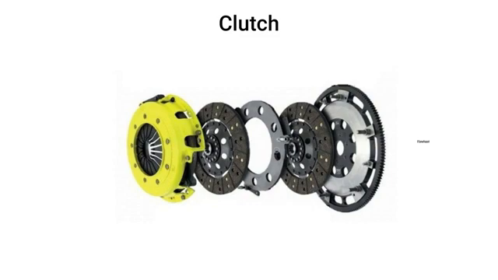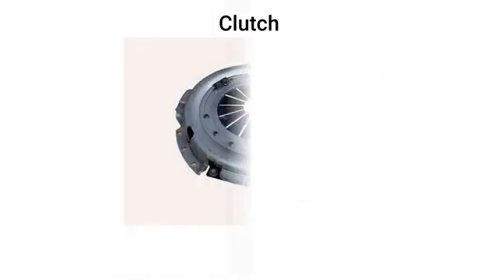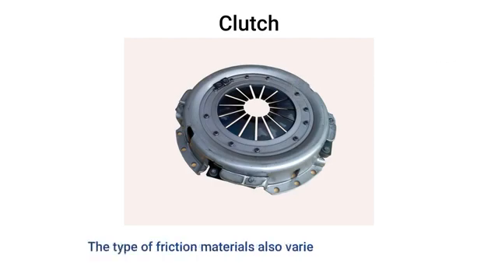A clutch consists of a flywheel, clutch disc, intermediate plate, and clutch cover. Most designs of the clutches use a number of coil springs, but some use a diaphragm or conical type spring. The type of friction materials also varies in the clutches of different passenger cars.